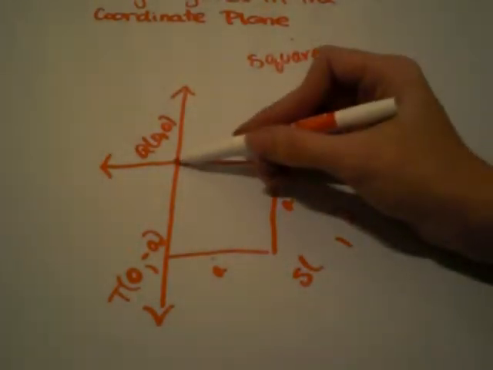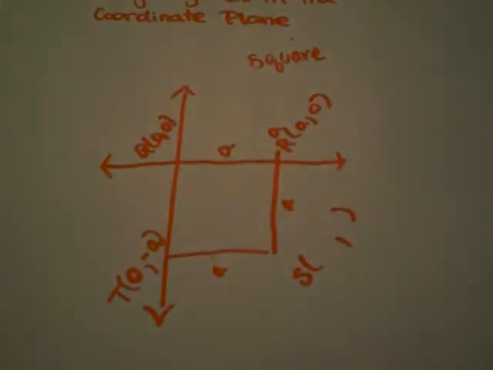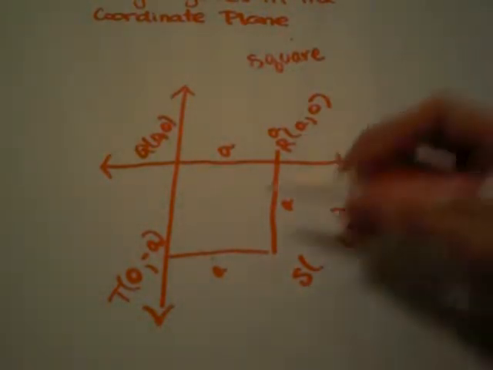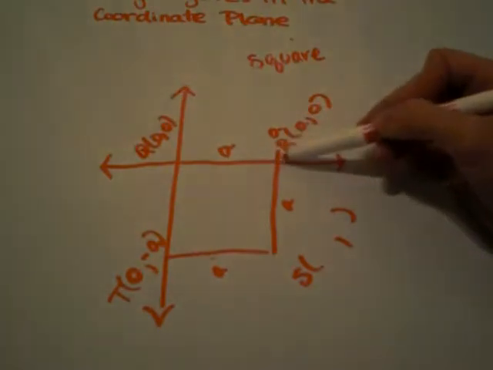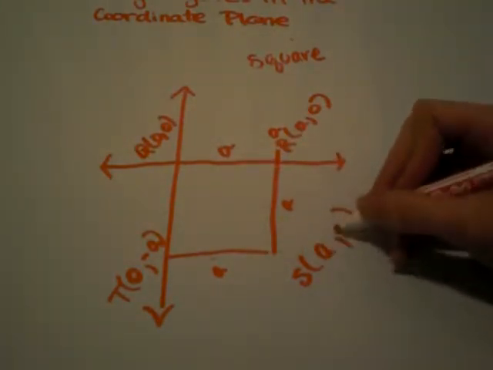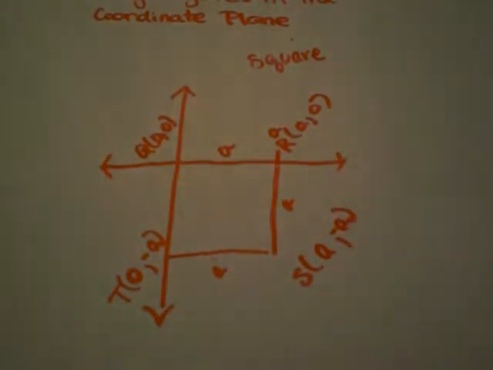So we've gone over 0, but we've gone down A spaces. And then for our last point S, we go over A spaces and down A. So it would be (A, negative A) for the corner.